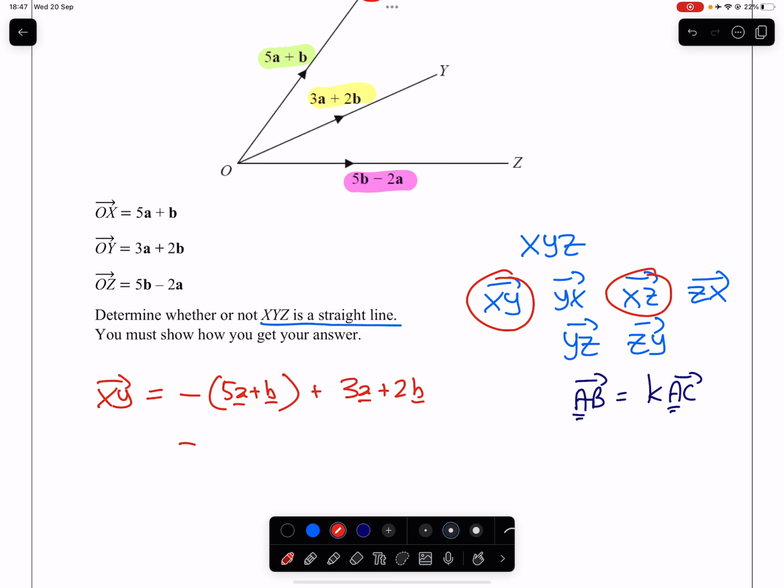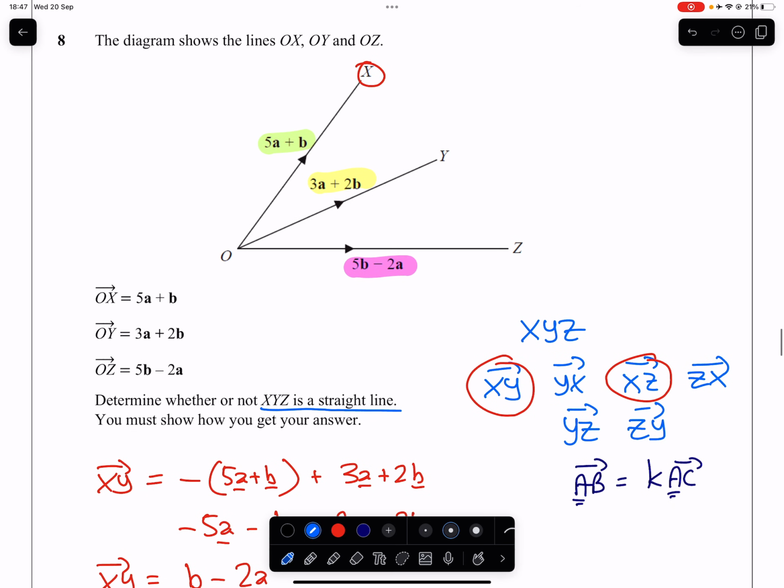Simplifying this out, I'm going to end up with, breaking out the bracket, a negative 5a, negative b, plus 3a, plus 2b, and when the dust settles, that will simplify to become b minus 2a. I'm going to do the exact same thing except for XZ now. So going from X to O is also going to be subtracting this, and then adding O to Z will be adding this vector here.